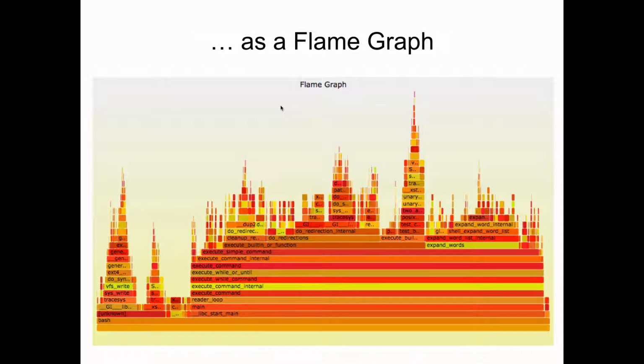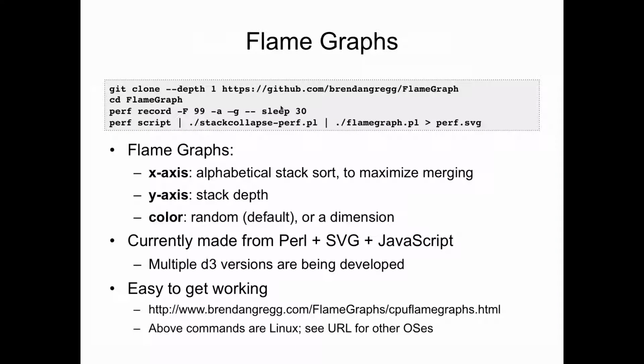But if you sort it bottom up alphabetically, you can merge together the like stacks and actually be able to read a very complicated profile. And so that's what makes it a flame graph: the x-axis is an alphabetical stack sort to maximize merging so that you can read it. It's currently made from Perl and SVG and JavaScript, but there are a couple of D3 versions in the works, including one that we're developing at Netflix.